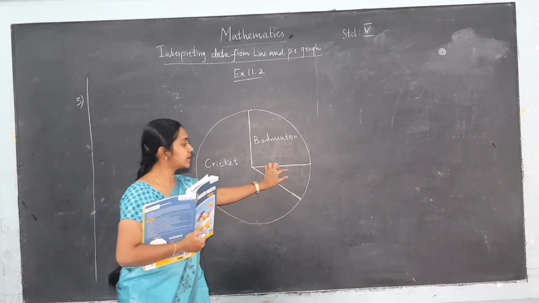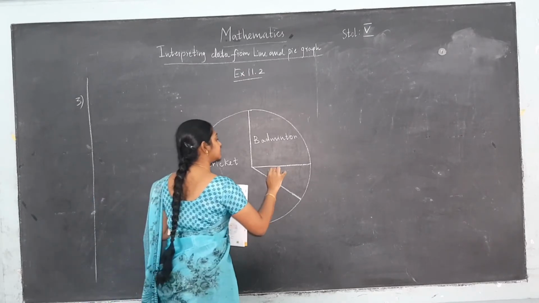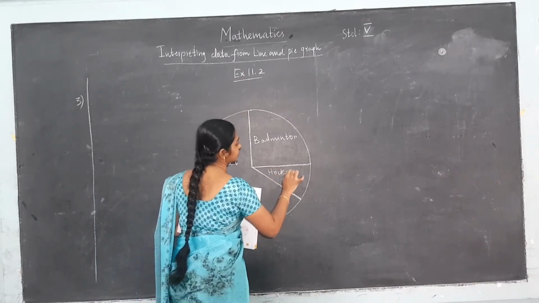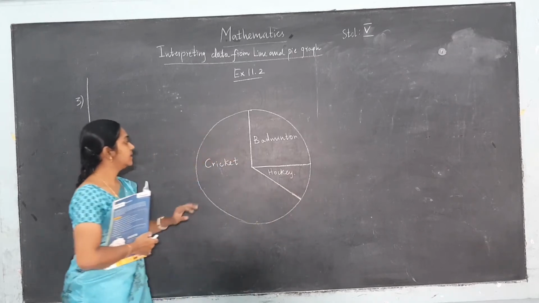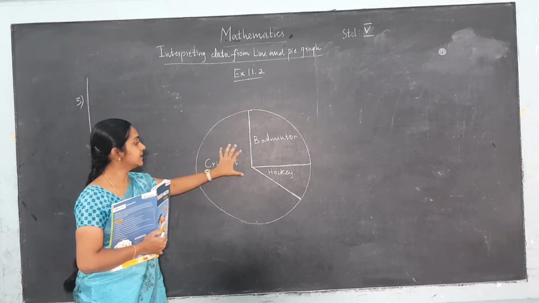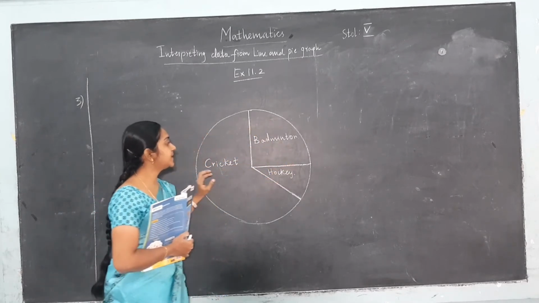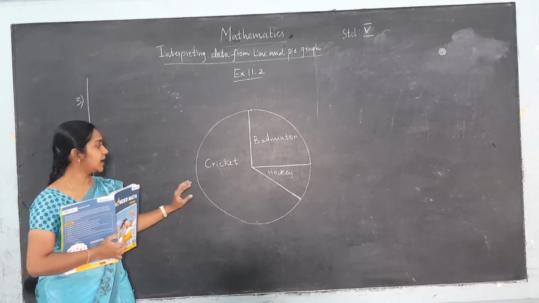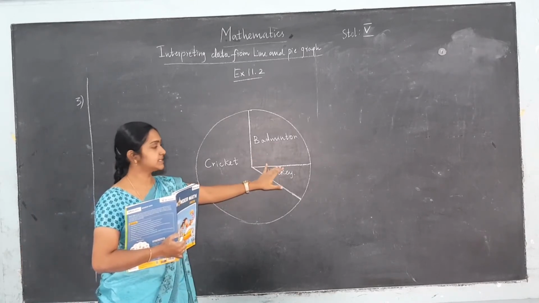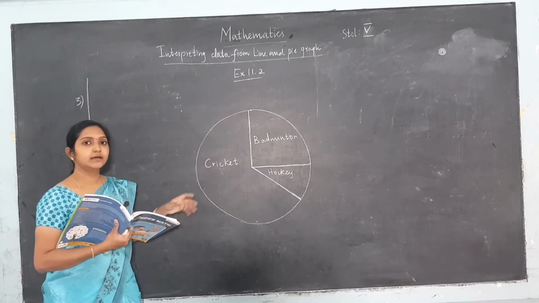Next, this is only the leftover part, and that should be occupied by hockey. The major sport the students play is cricket. Next, it is badminton, and next it is hockey. Depending upon the value, we have to write the answers in the circle.